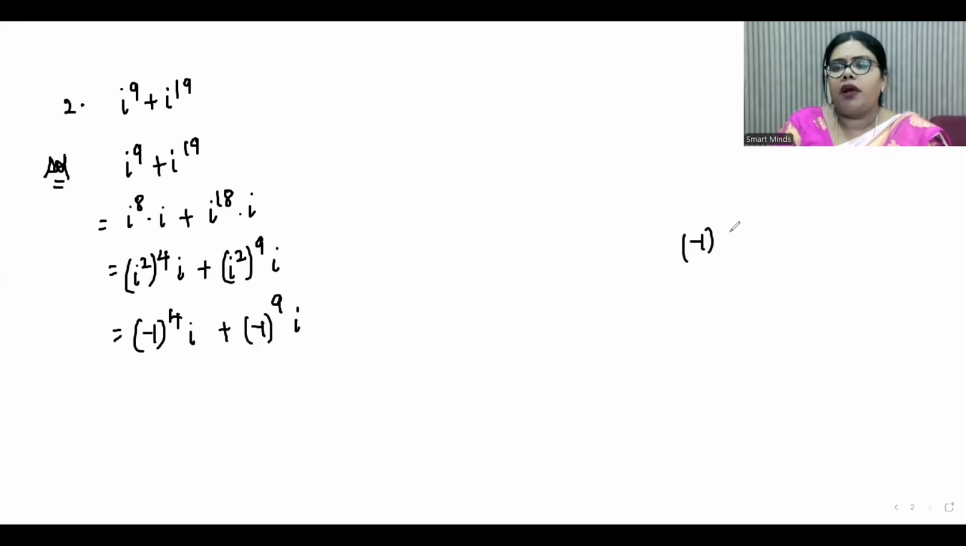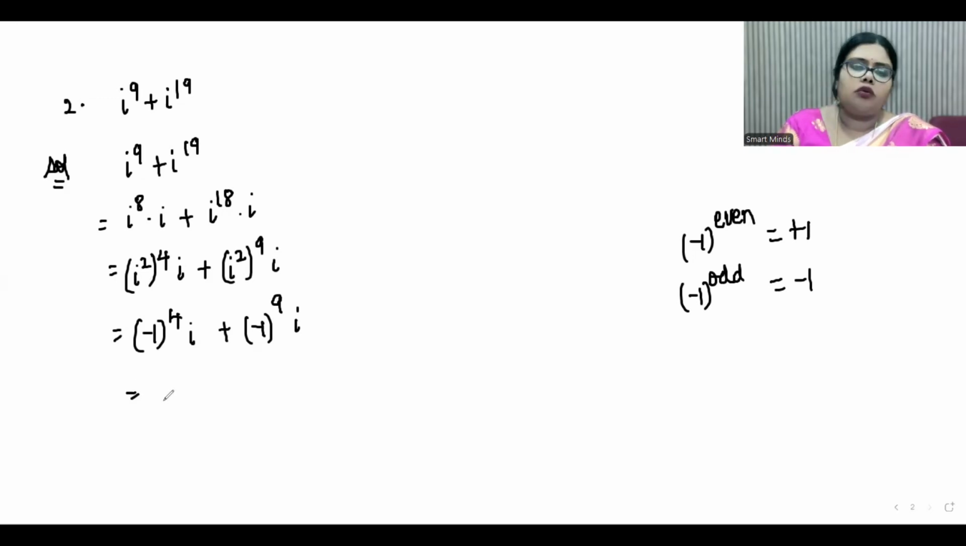Always remember minus 1 raised to the power even number is always plus 1. And minus 1 raised to the power odd number is minus 1. So that is minus 1 whole power 4 is 1. 1 into i minus 1 into i. So that is 0. So if you want to express it in a plus ib form, you can write 0 plus i into 0.